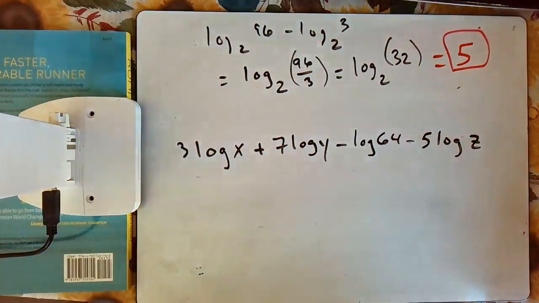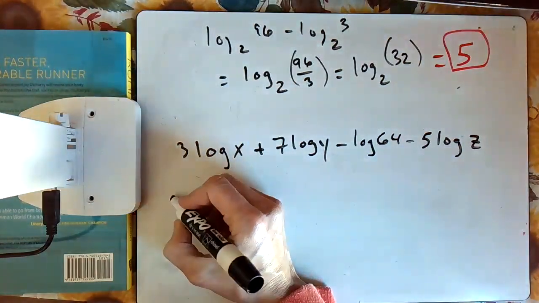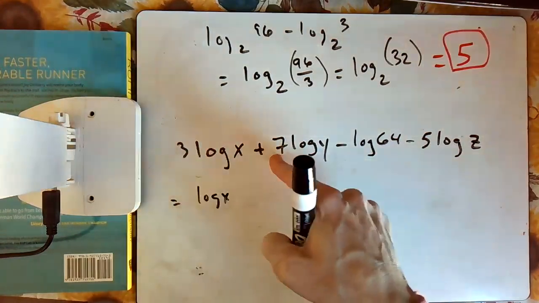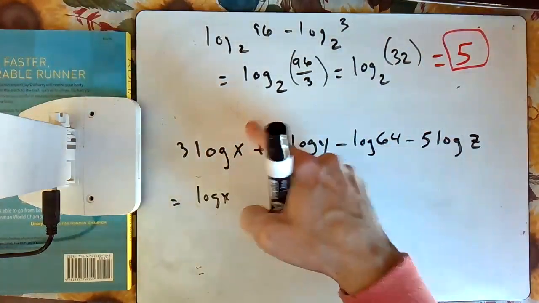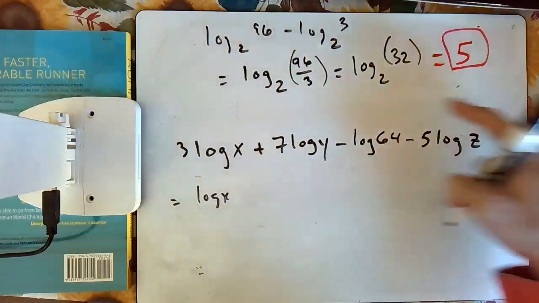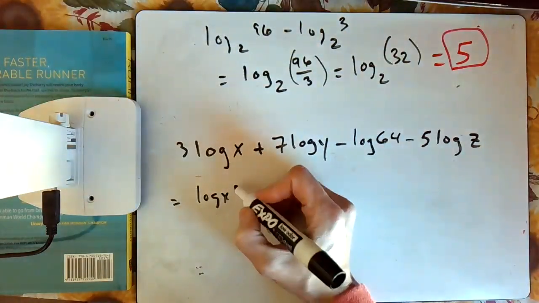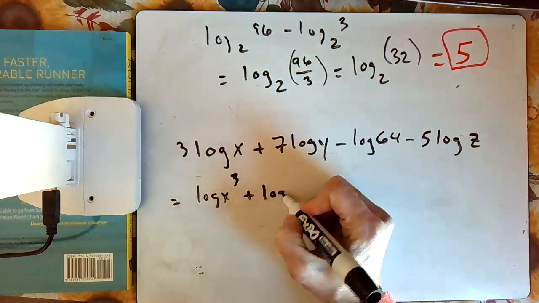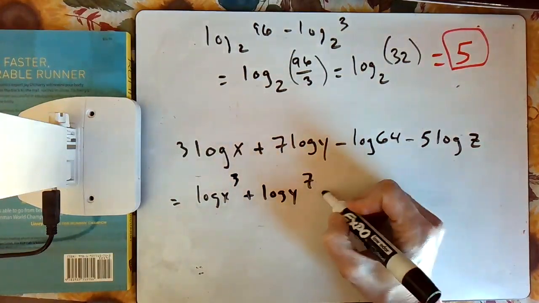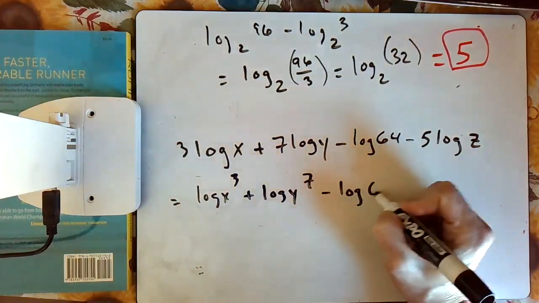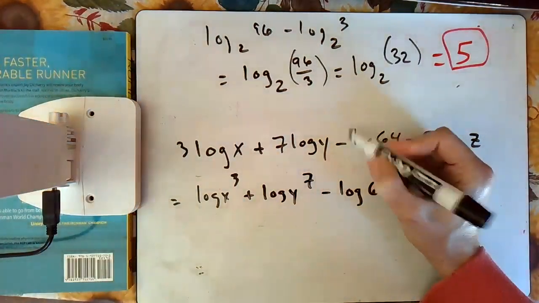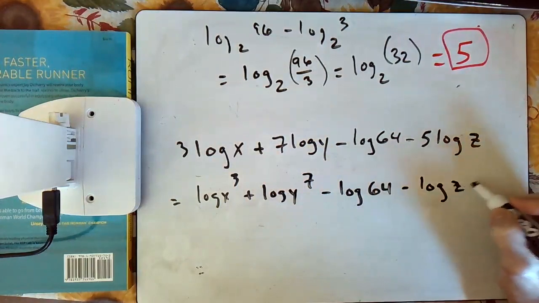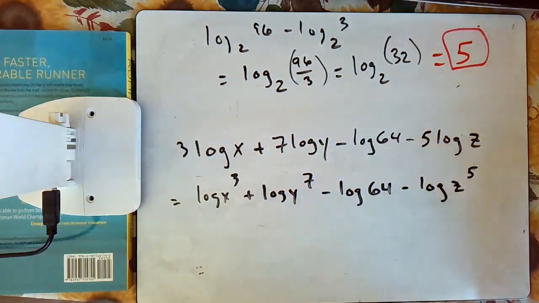But first, let's take care of the power rule, right? That just means we're going to take these numbers, these coefficients, and raise them up to those respective logs. So we're going to have log of x cubed plus log of y to the 7th minus log of 64, that had no power, what had a 1, and then minus log of z to the 5th.